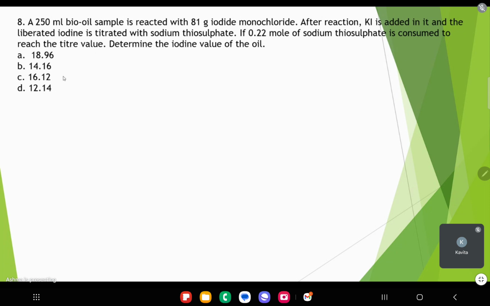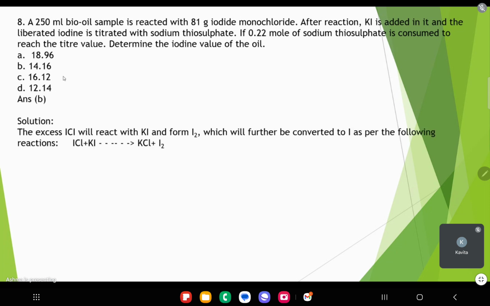So we'll see how to solve this question. The correct answer is B. Iodine value is 14.16. The excess iodine monochloride will react with potassium iodide and form iodine. The reaction is ICl plus KI gives KCl plus IAD, and this will be further converted to iodine as per the next reaction. That iodine will react with sodium thiosulfate and produce NaI.